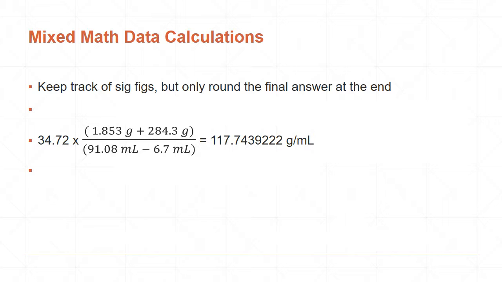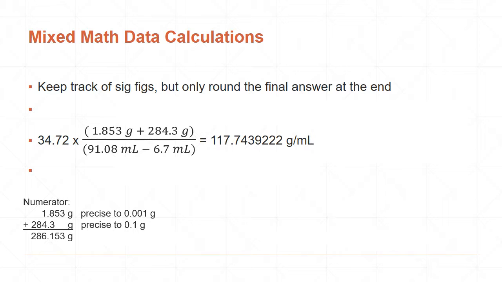Now, clearly that answer has way more digits of precision than are represented in my data. So I need to go back and figure out how to round it to the appropriate number of digits of precision. The way I'm going to do that is to clear my problem of the additions and subtractions by looking at them individually, determine how many significant figures they represent, even though I'm not actually going to round them. So for example, let's take a look at the numerator.